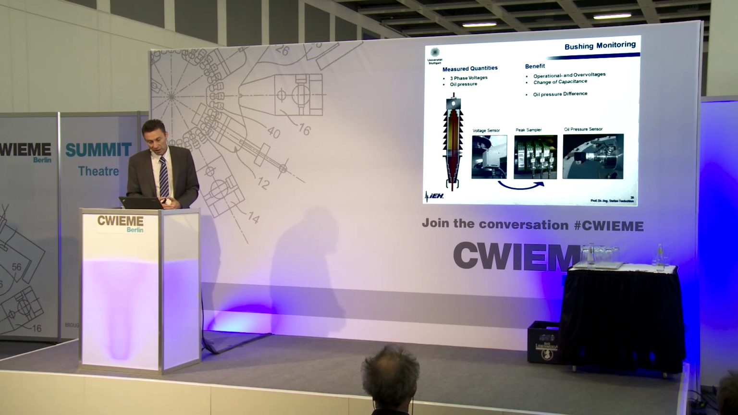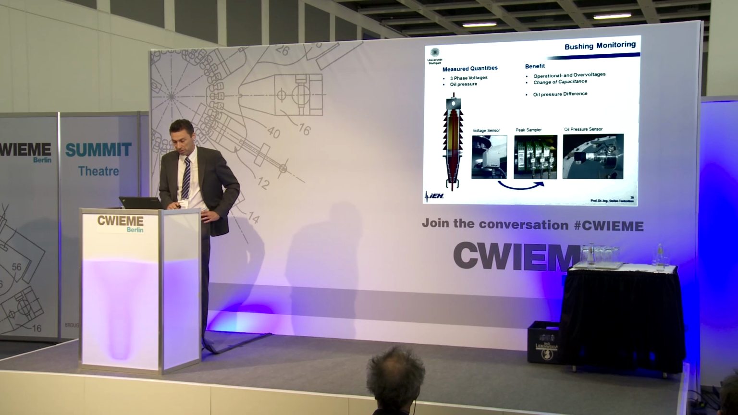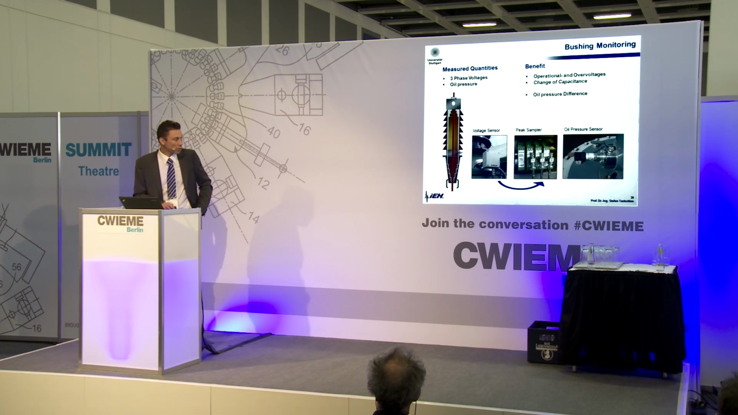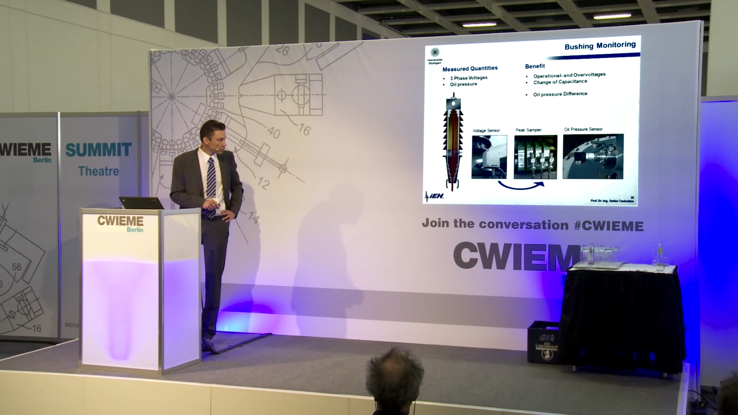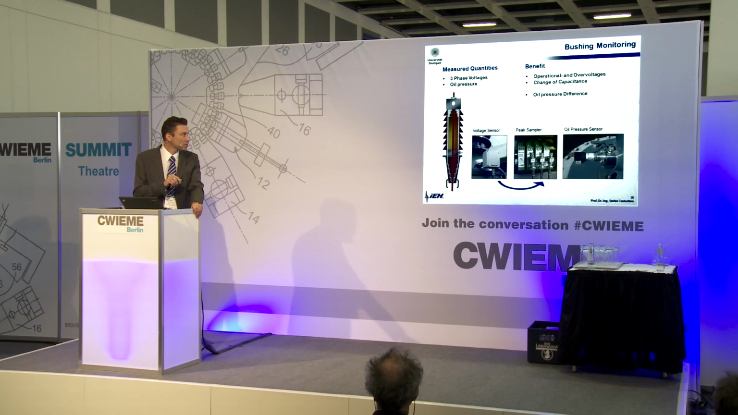So first I want to show what we are doing in the case of the bushings. We have here such a bushing. The high voltage bushing is normally a condenser bushing, which means inside the insulation system of the bushing you have different metallic layers, and the last layer is connected to the measuring tap of the bushing. I showed this measuring tap already for the PD measurement, but I can also measure the voltage which is applied to this bushing.